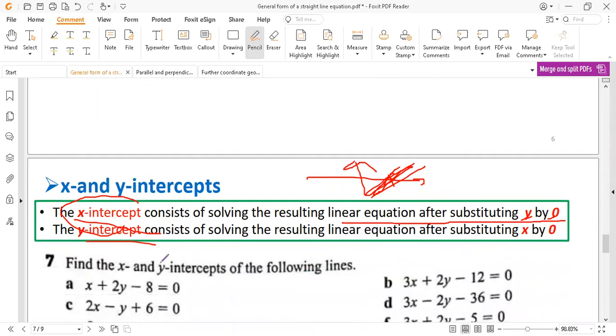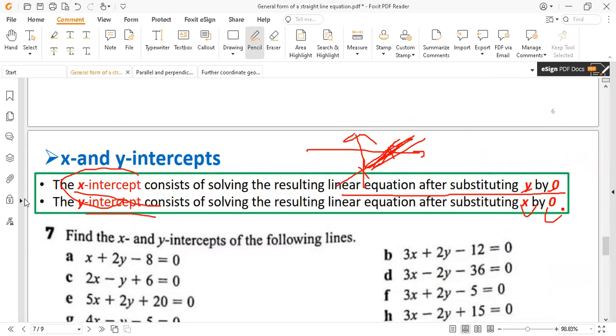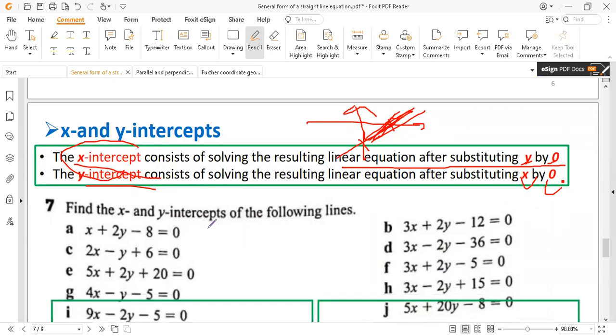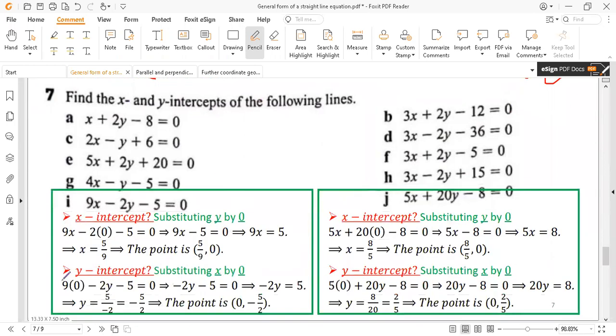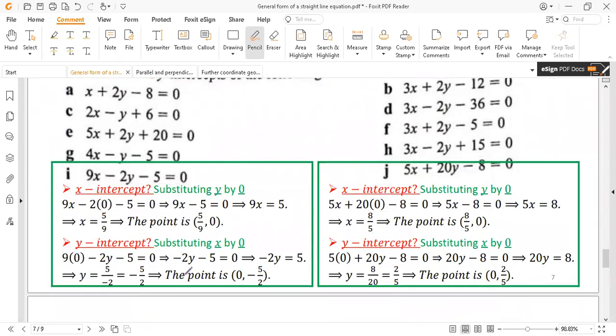And in the same way, similarly, the y-intercept consists of solving the resulting linear equation after substituting x equal to 0. The y-intercept is where the same line intercepts the y-axis. And we know that all points that lie on the y-axis have x equal to 0. So normally we substitute x equal to 0 in the linear equation of the straight line to obtain what we intend to have.